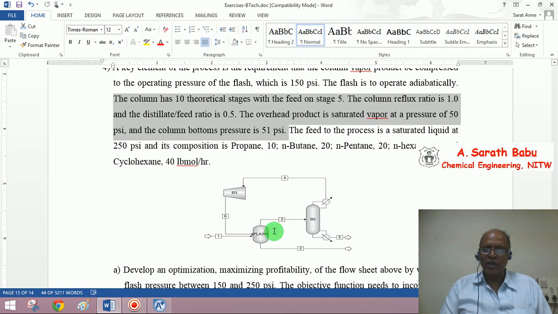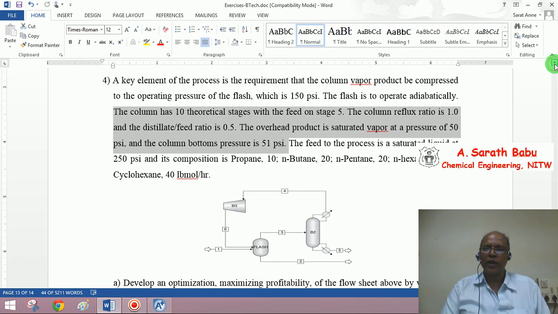So we have a flash column, a distillation column represented by RadFrac, and a compressor. Now the feed is consisting of propane, N-butane, N-pentane, N-hexane, and cyclohexane, right? One second, what is the flow rate? You can assume some flow rate, saturated liquid. Okay, the flow rates are given, right? Propane, N-butane, N-pentane, N-hexane, and cyclohexane.